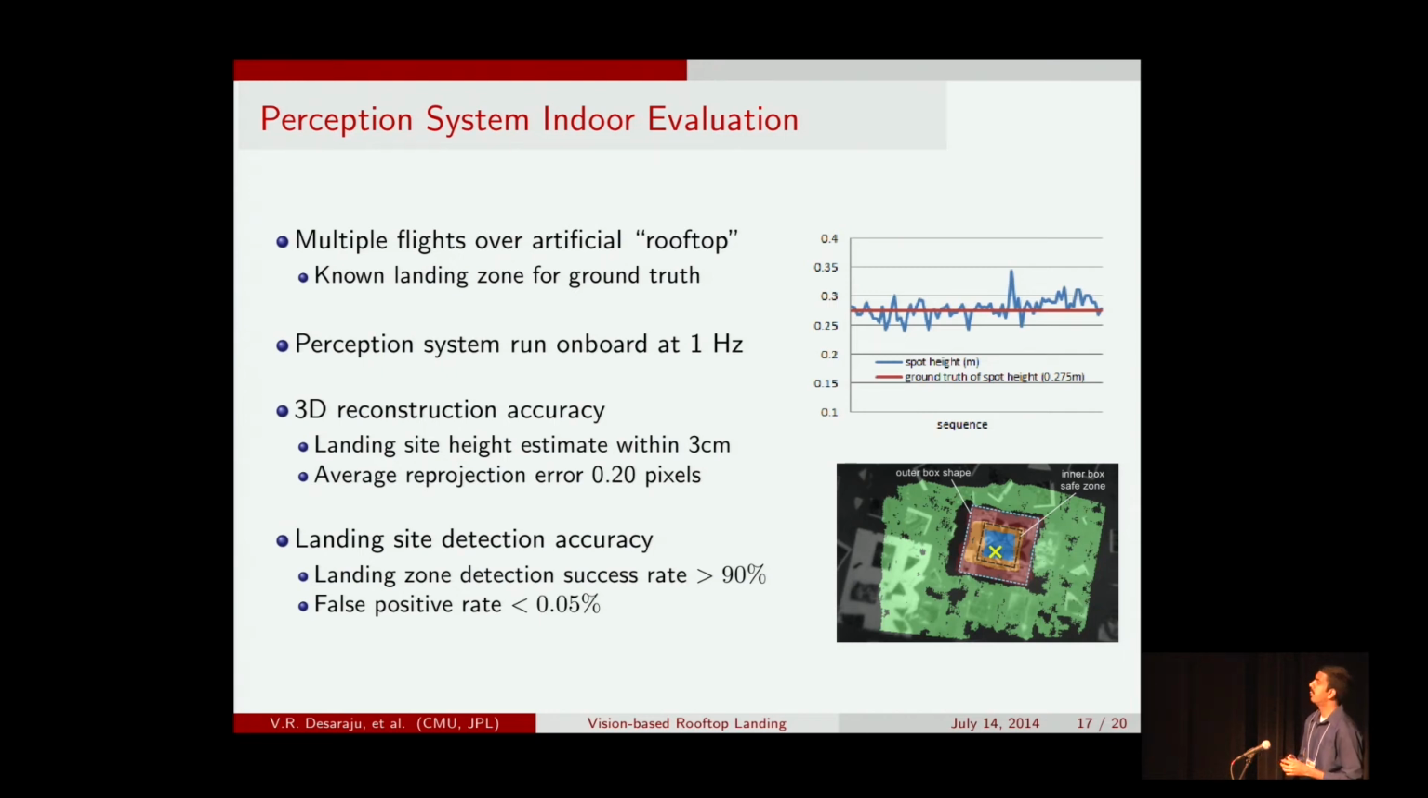During these flights, we also evaluated our ability to detect the landing site accurately. As illustrated by the dashed lines in this figure, we knew exactly what the true feasible landing site was, so we were able to assess that in 90% of the frames that we collected, we were able to correctly identify that landing site. And moreover, we were able to do so with an extremely low false positive rate.